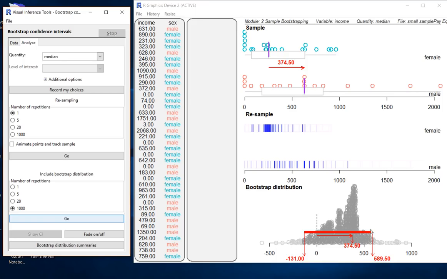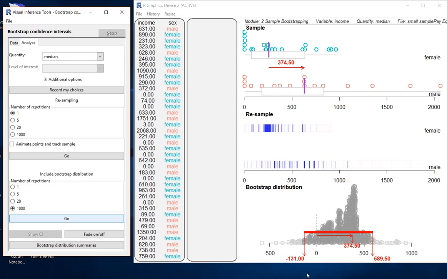But this is saying that actually back in the population, that difference is not significant enough because sometimes the females can earn more. And a 95% cutoff is showing us that actually females could earn $131 more on average per week than males, or it could be the opposite way around, and males could earn $589.50 more than females per week on average.